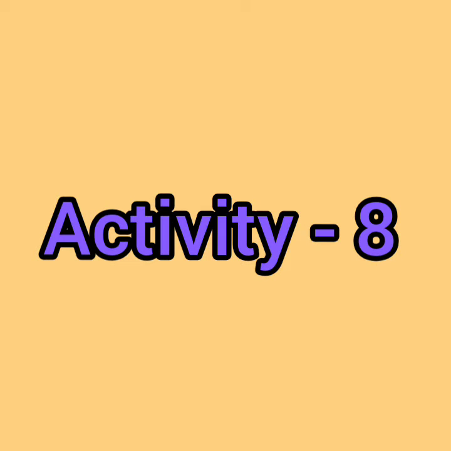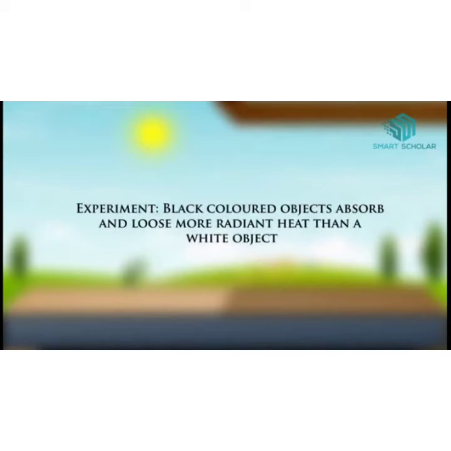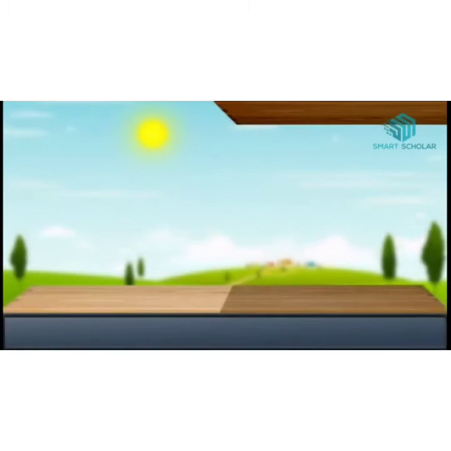In activity 8, we can prove that dark colored bodies absorb and emit heat more rapidly. Instead of doing this activity, I'll be showing a short video. To understand this operation, watch it keenly. Black colored objects absorb and lose more radiant heat than a white object. Let us learn through an experiment.